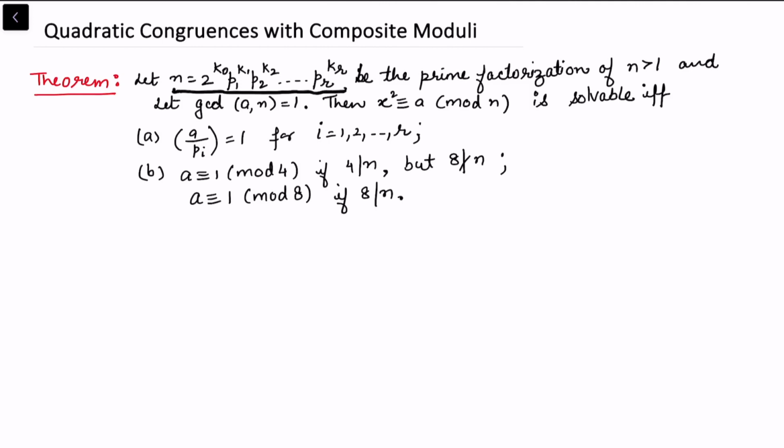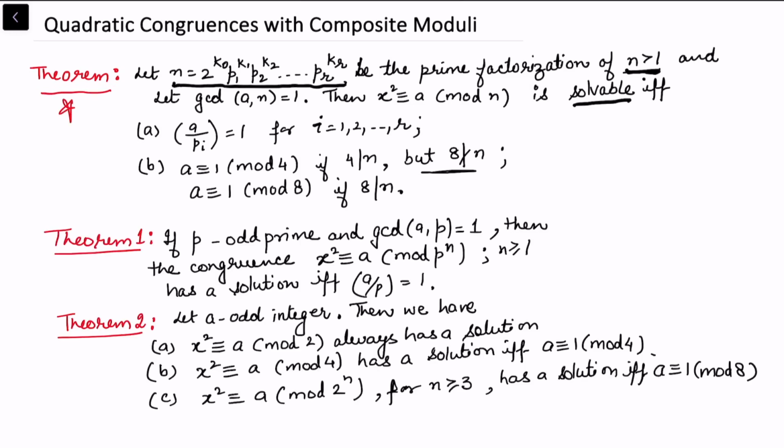This is the prime factorization of a positive integer n strictly greater than 1, and the GCD of a and n is equal to 1. Then x squared congruent to a modulo n is solvable if and only if the Legendre symbol (a/pi) is equal to 1 for each i varying from 1 to r. And the second condition says a is congruent to 1 modulo 4 if 4 divides n but 8 does not divide n, and a is congruent to 1 modulo 8 if 8 divides n.